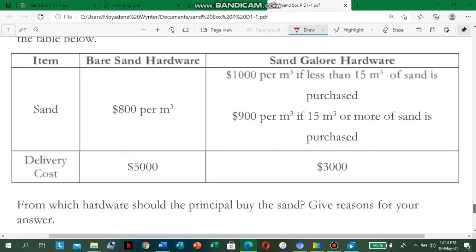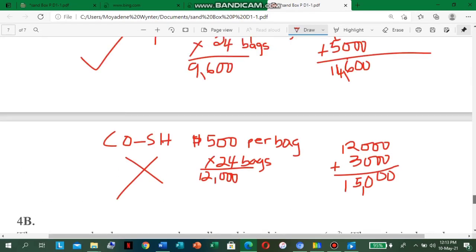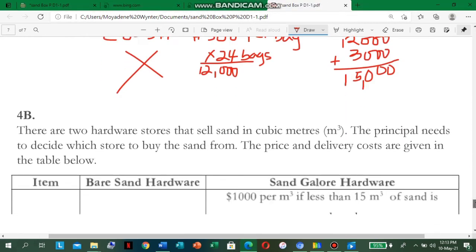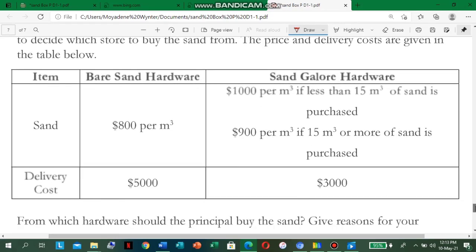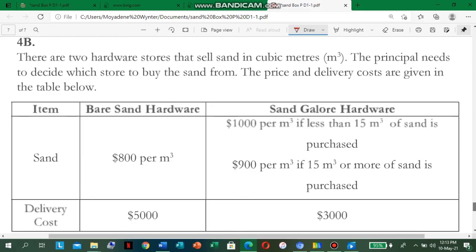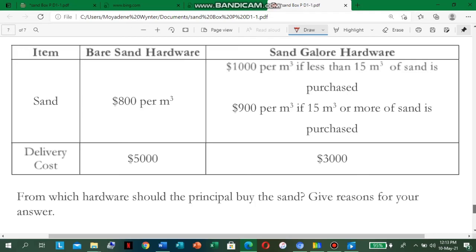You are going to work it based on the example I gave you up top, and you are going to send it back to me. This part 4B I want only when you have completed it. You tell me which hardware the principal should buy the sand from, whether it's Bare Sand Hardware or Sand Galore Hardware.